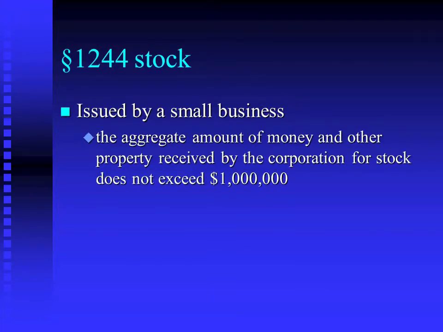So a small business is one that has issued not more than $1 million worth of stock, regardless of money or other property, at the time that the stock is issued. And these stock certificates will be actually stamped that they're 1244 stock, but they would only be 1244 stock in the hands of the original purchaser. So if you sold it, it would then become normal stock to the next person.